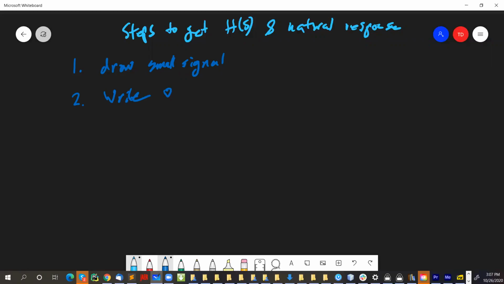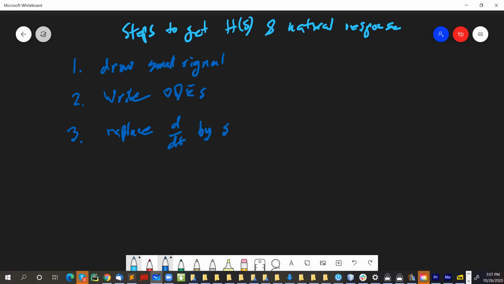You write your ordinary differential equations for that small signal circuit. Those are just functions where the output voltage derivative is a function of the voltages. It might be second order or third order or something like that. Then step three, replace all d/dt by s.